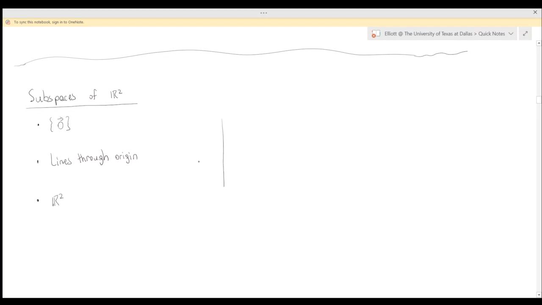So maybe I can just give a quick illustration of that right now. If you draw a line in R2, so maybe first imagine if you take two vectors along this line. Well, when you add these two vectors up, you're still going to get a vector which lies on the line.